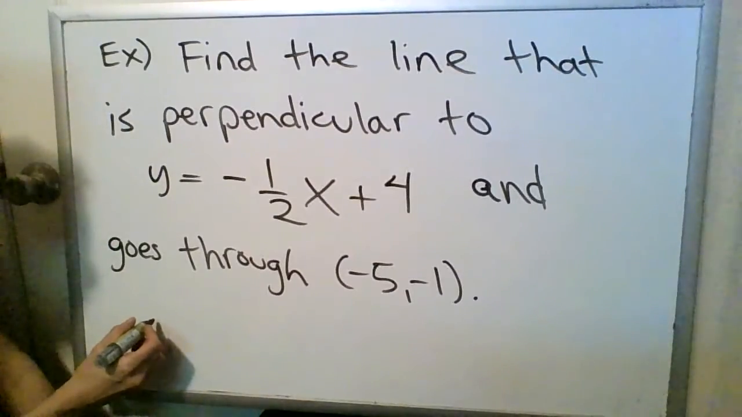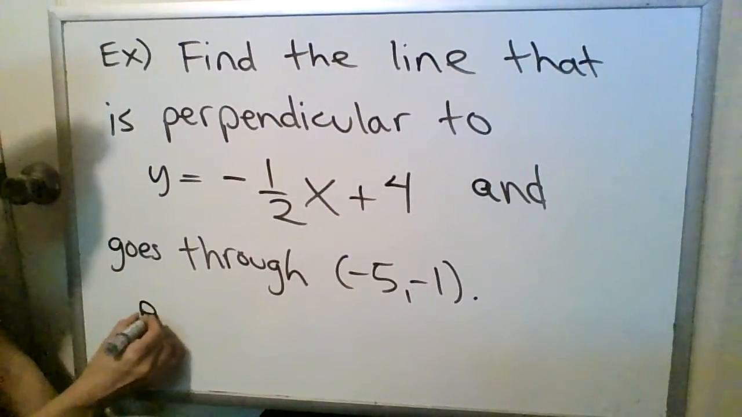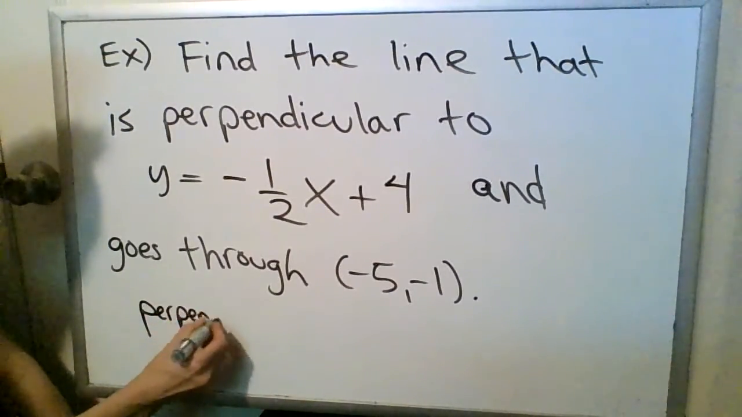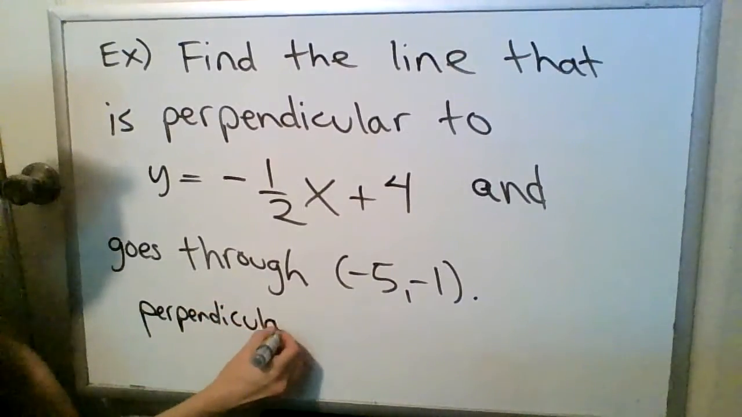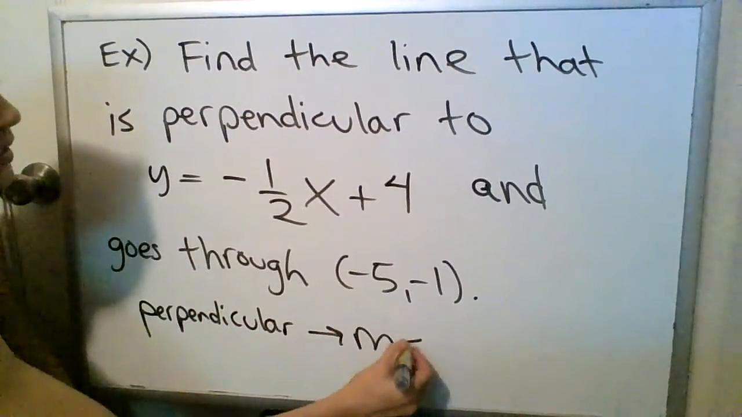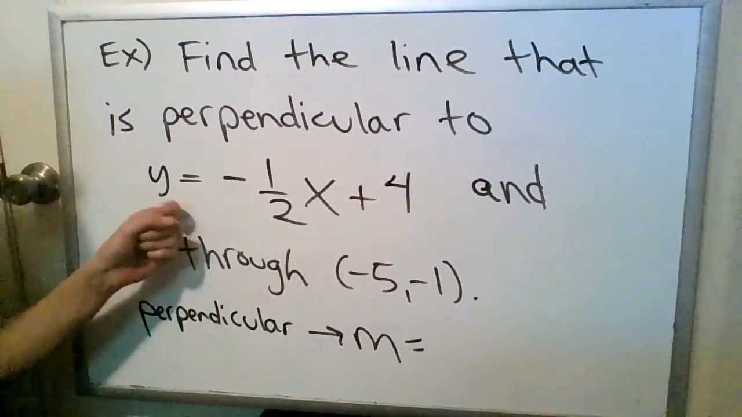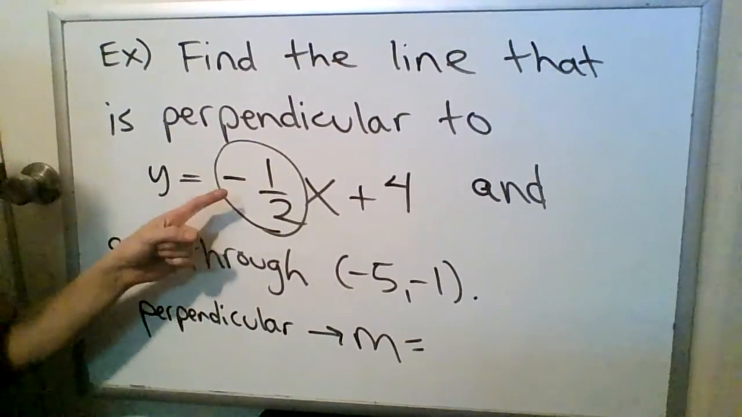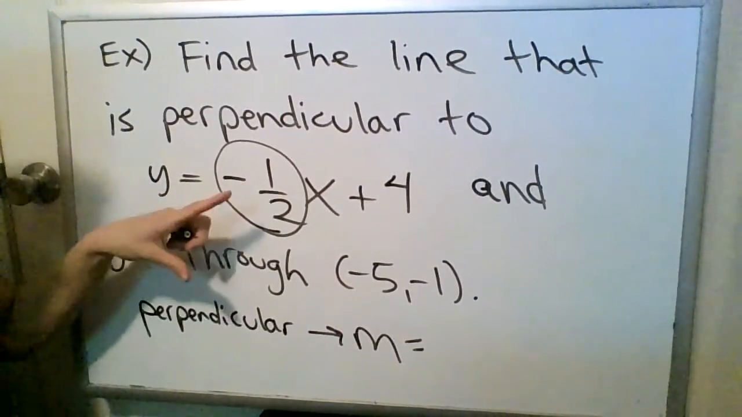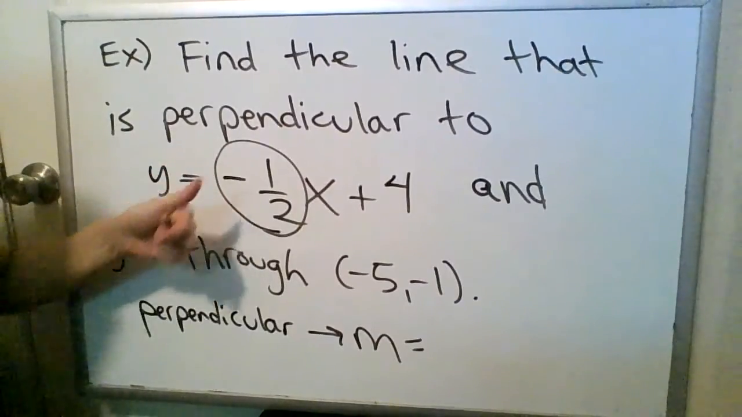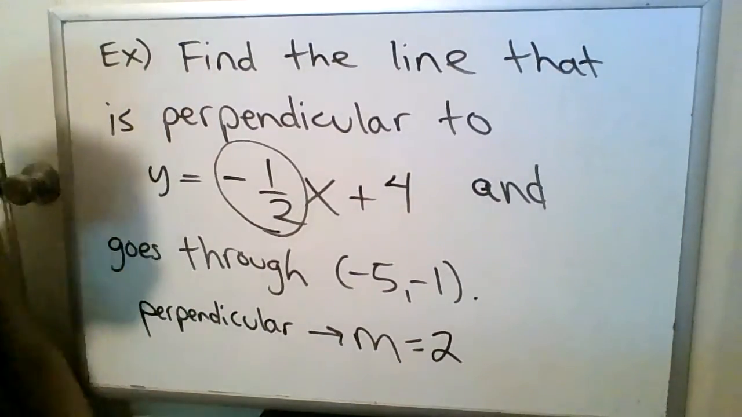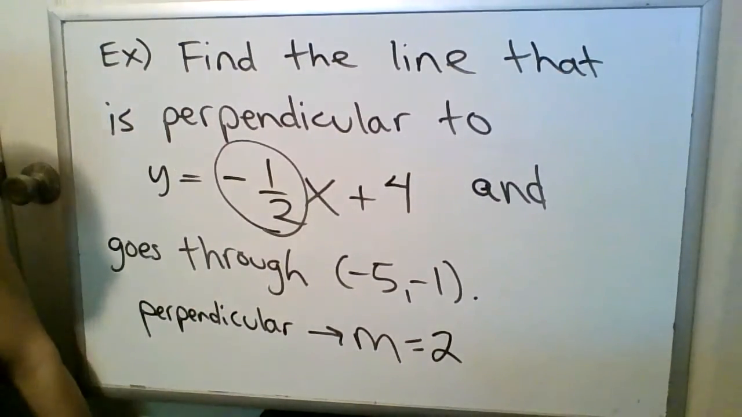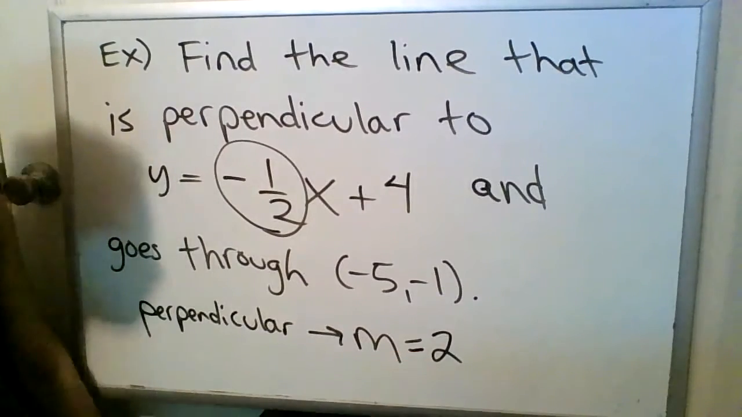I want to talk about the slope first. So it's perpendicular, which makes the slope the negative reciprocal of the slope from my given line. So the negative of negative 1/2 is positive. Then take the reciprocal. It should be 2 over 1. So I'm going to use a slope of 2.